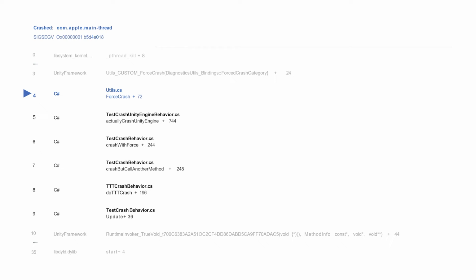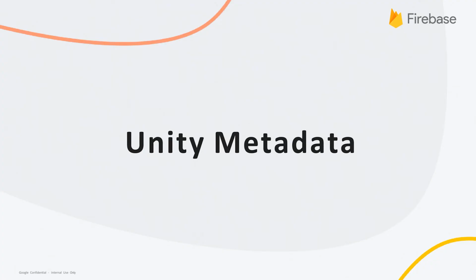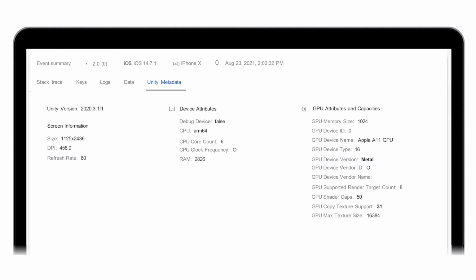The other area that we're going to talk about for Unity is metadata. So we talked earlier about how there are custom keys that you can instrument in your game to segment your crashes. But one thing about custom keys is that you have to implement them manually. And so one of the things we found is that Unity developers will often run into issues with, say, specific graphics cards or something about the environment that caused a crash, and they didn't instrument a custom key or anything for that.